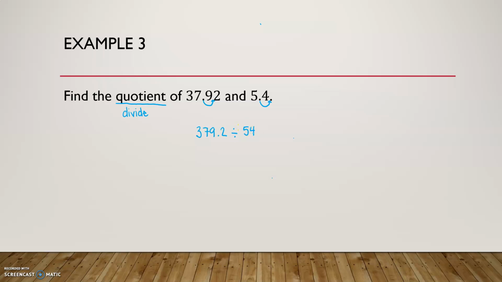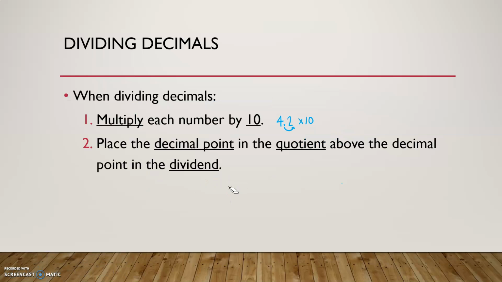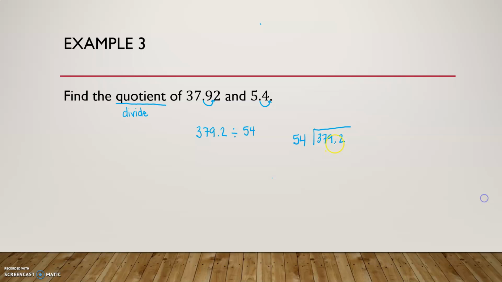54. Now, the number that comes first goes inside the division. And then the number that's second goes outside. And then that second step said to go ahead and place that decimal point in the quotient above the decimal point in the dividend. So we're going to put that right there.